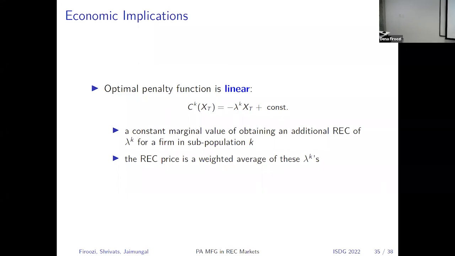So now if we look at the linear penalty function that we have, assume that firm K doesn't acquire any REC, so it should pay this cost. And by acquiring an additional REC, it will reduce its cost by lambda K. This continues until the firm acquires a specific number of RECs, so it can reduce its cost. And after some point, this penalty function becomes negative, which means that it acts as an incentive. If the firm generates a specific amount of RECs, and then generates more, it can also receive some incentives. So that implies a constant marginal value for obtaining an additional REC for a representative firm, and the price is a weighted average of these parameters.